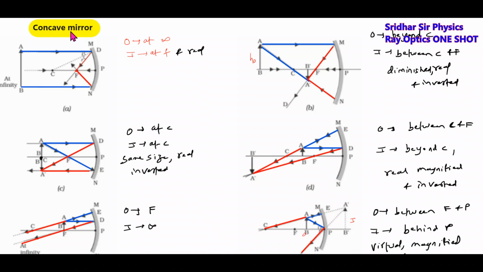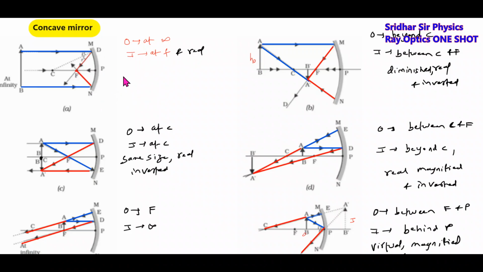Now the concave mirror. If the object is at infinity, the rays will be incident parallel to the principal axis. After reflection, they pass through the focus, where the image will be at the focus and it will be real. If the object is at infinity, the image will be formed at the focus and it will be real.